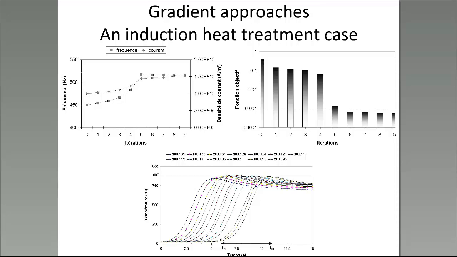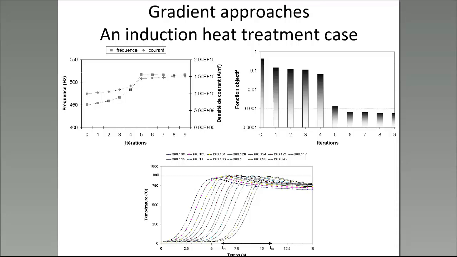You have the frequency and the current density, which were not very far from the optimal ones, but still. You see that in about 10 iterations, we managed to converge on both of them. And when you look at the top right-hand side, you see the decrease of the cost function over the 9 iterations.